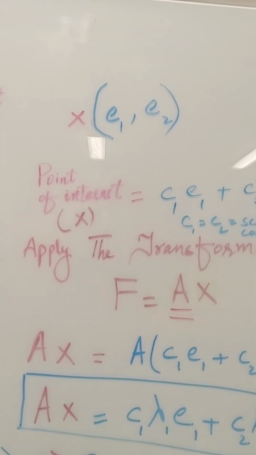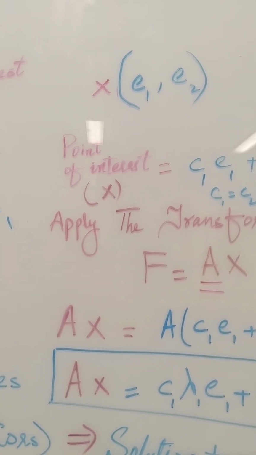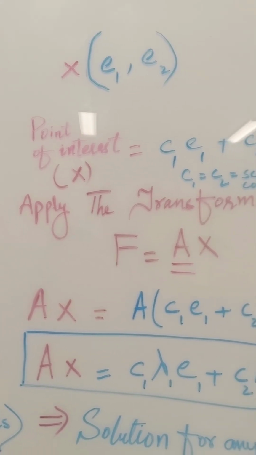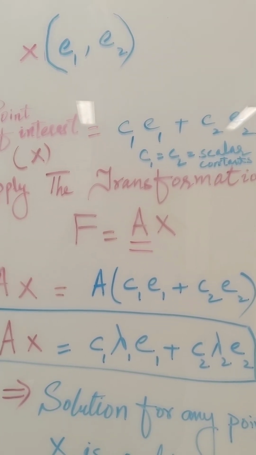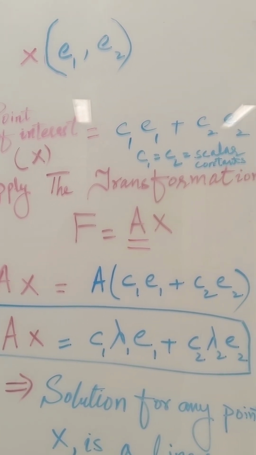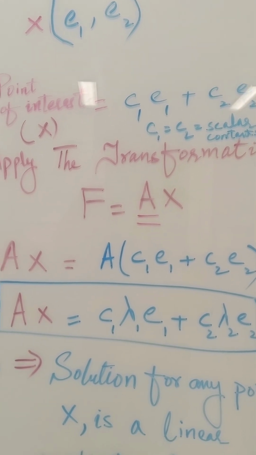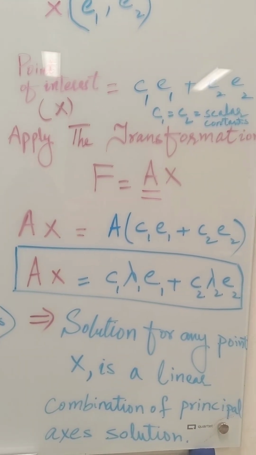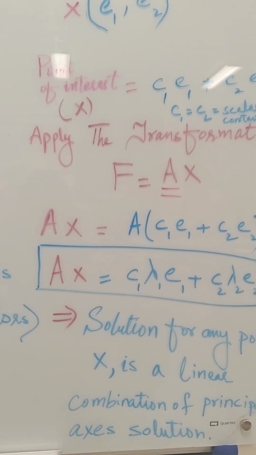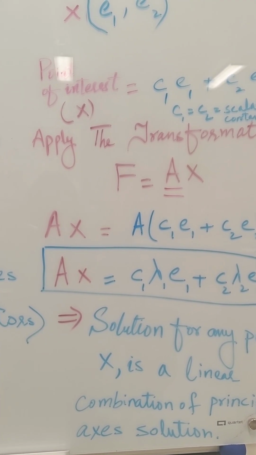So we would represent those points of interest x with E1 and E2 now. These E1 and E2 would act as new coordinates, or the solution coordinates. So how would you write it? You would write any point of interest as x = C1 E1 + C2 E2. C1 and C2 are just scalar constants. Then you apply the transformation, f = A x, where A is the transformation that is going to change or displace your points from their original position.